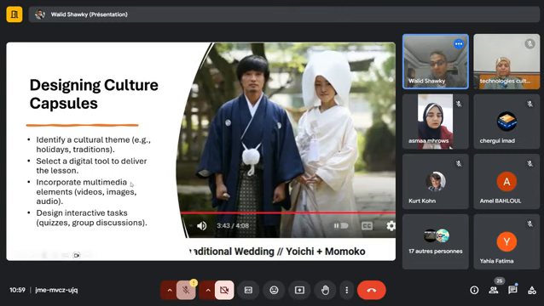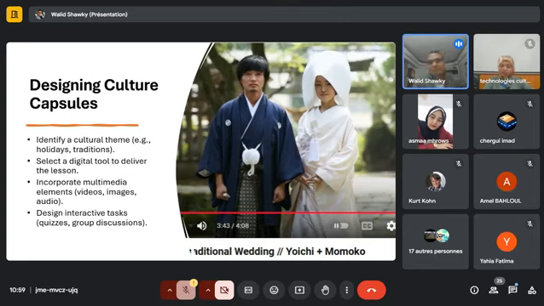You need to select the digital tool that you will use to deliver the lesson, and then incorporate the multimedia element. It could be a video, image, audio. Again, it's very important to decide on the video or whatever multimedia you would like to use, even if it's a picture, and the length. So how much time are you going to give this activity within your class? If you have a 40-minute class, how much time are you going to dedicate for this cultural aspect or cultural capsule?